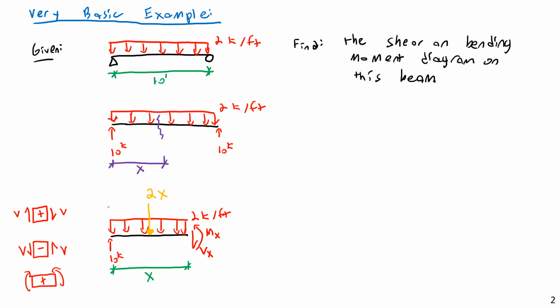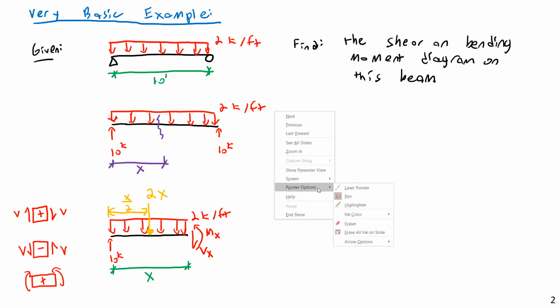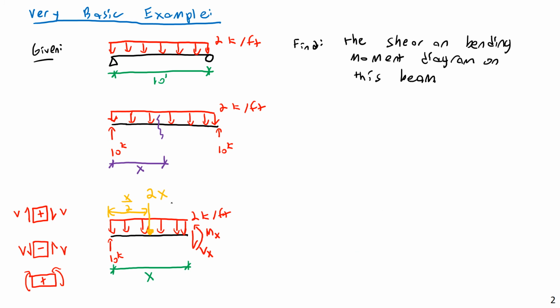And this is not located at a fixed distance, but instead it is at a distance of x over 2 from the left-hand side. So we are then going to treat this as a point load, and use this point load when calculating our shear and moment.